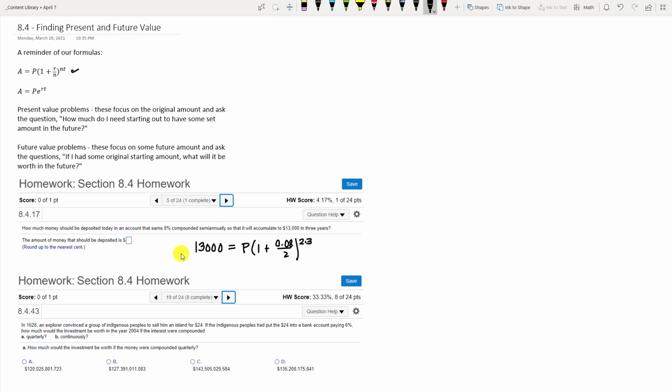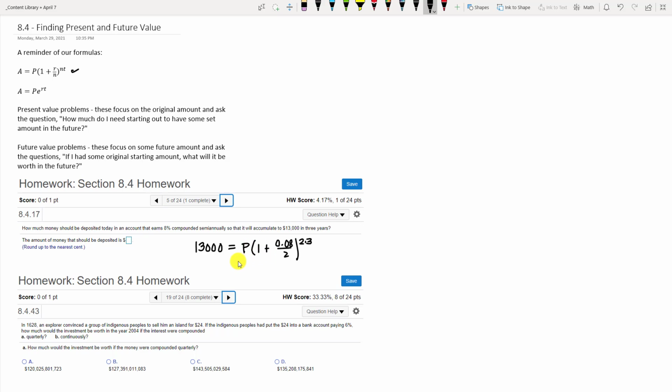As we substitute, you realize we are looking for P, which is why this is a present value problem. Remember, A is the future value. So in the future, we want $13,000. We have an 8% interest rate. We compound semi-annually, which means 2 times per year. And we want it to go for 3 years, so we take n times t, which is 2 times 3. So we're going to solve for P here.